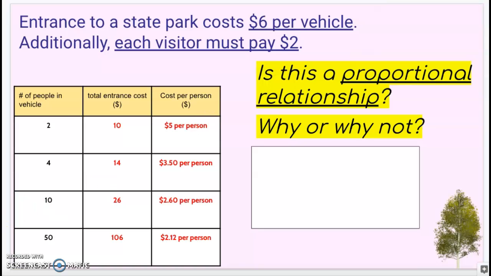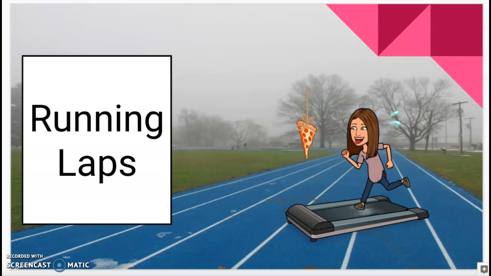Okay, here we go. The final example that we talked through in class was this running laps. Yes, I run for pizza. Thank you very much.